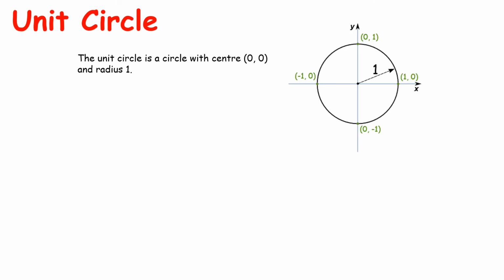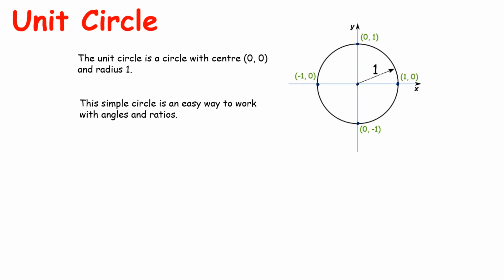So now let's talk about the unit circle. The unit circle is a circle with center 0, 0 and radius 1. So this is our unit circle there, so called because the radius is 1 unit. You can see some points on it that are quite obvious: our point 1, 0 here, our point 0, 1 here, our point minus 1, 0 here, and our point 0, minus 1 here.